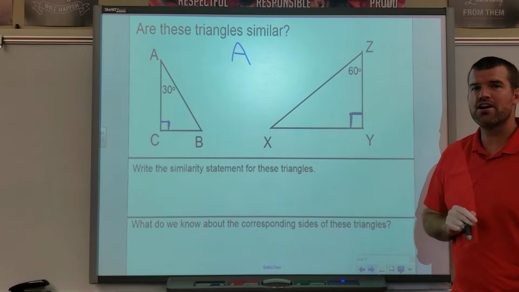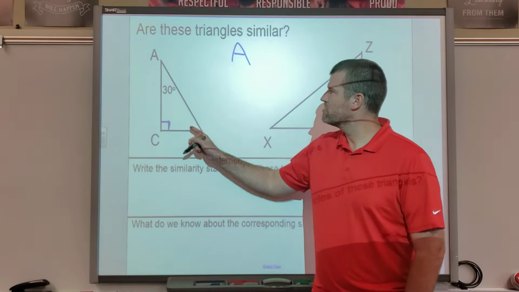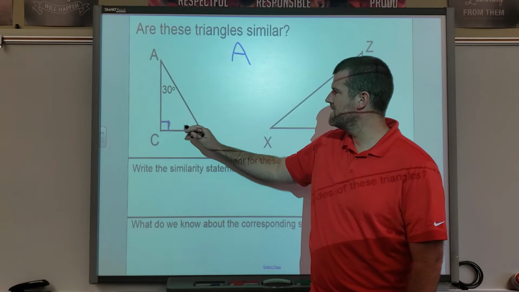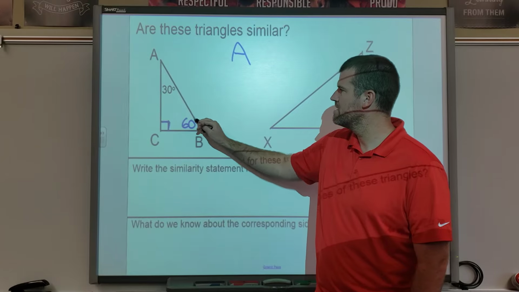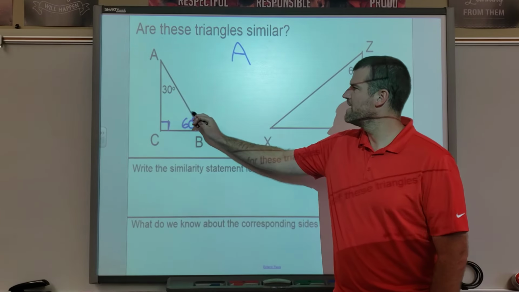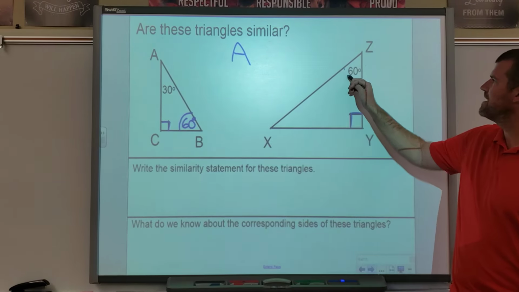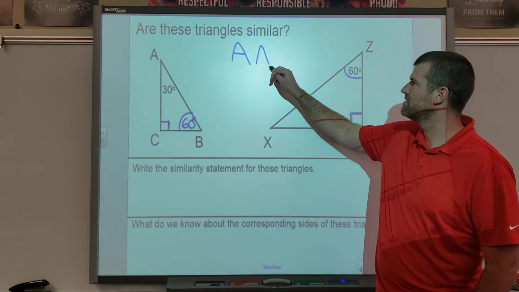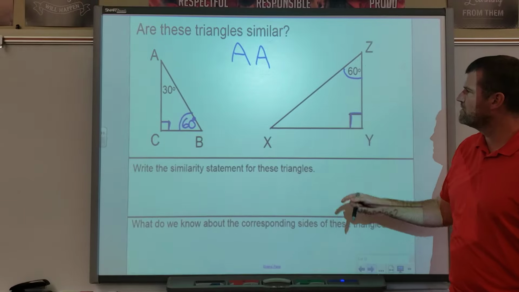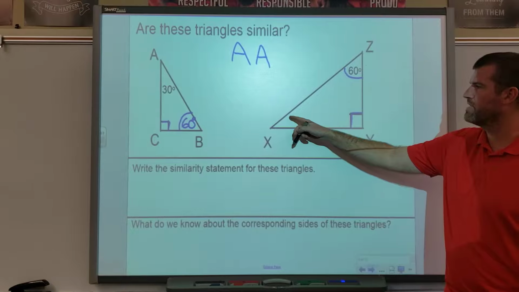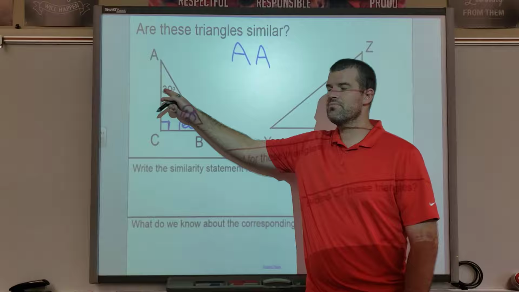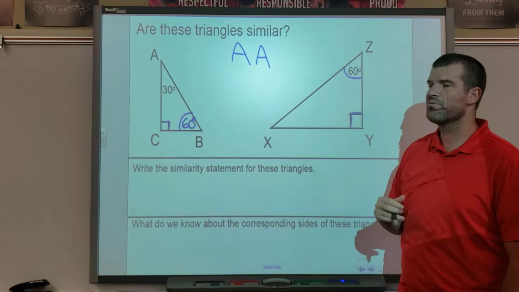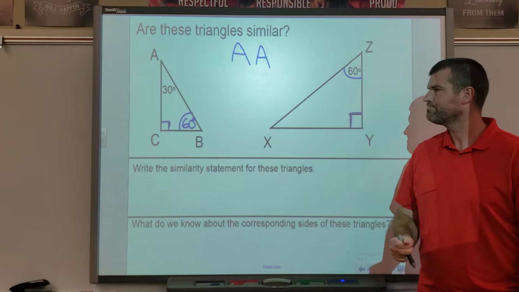But before I say no, I can use the triangle sum theorem and do 180 minus 30 minus 90 to get that this angle is 60 degrees. So do I now actually have a second pair of congruent angles? I sure do. And if I wanted to, I could do the triangle sum theorem here and get 30 and go, oh yeah, those are the same, right? But I don't need to. Once we know two pairs of angles, we know all three will be the same.